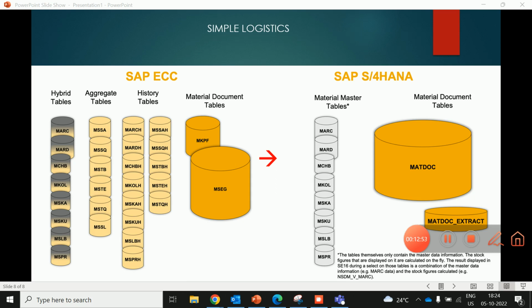So this is only an overview of S4HANA. In further videos I will explain in detail all of S4HANA and its features.